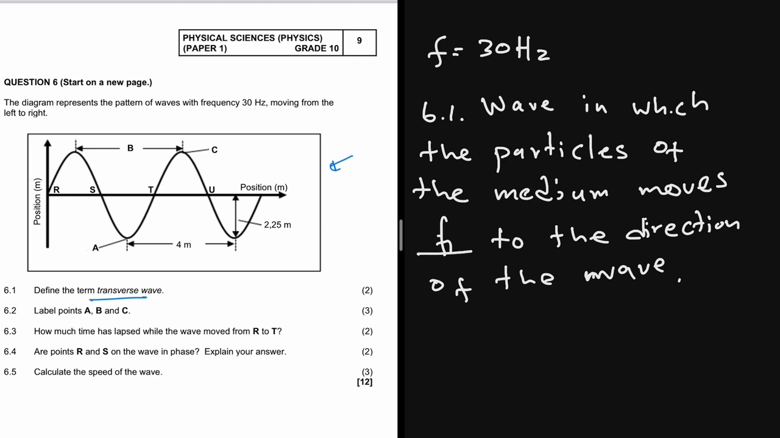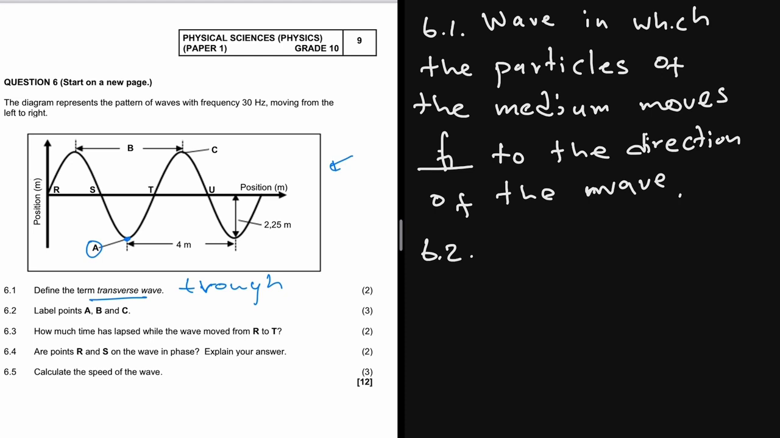So now the next question, which is 6.2, they say now label the points A, B, and C. If you look at point A here, because it is the minimum peak of the wave, this is what we call a trough. So you're going to say A is what we call a trough. And then B is going to be what? Where is B? Point B is here.